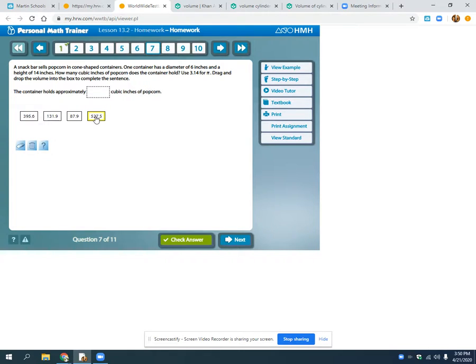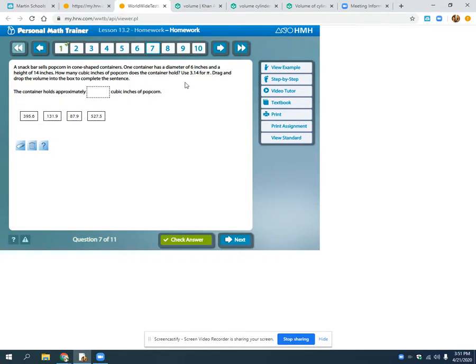Guys, you have another drag and drop problem here. A snack bar sells popcorn in cone-shaped containers. One container has a diameter of 6, right? So you would change that to a radius of 3, and a height of 14. How many cubic inches of popcorn does that container hold?